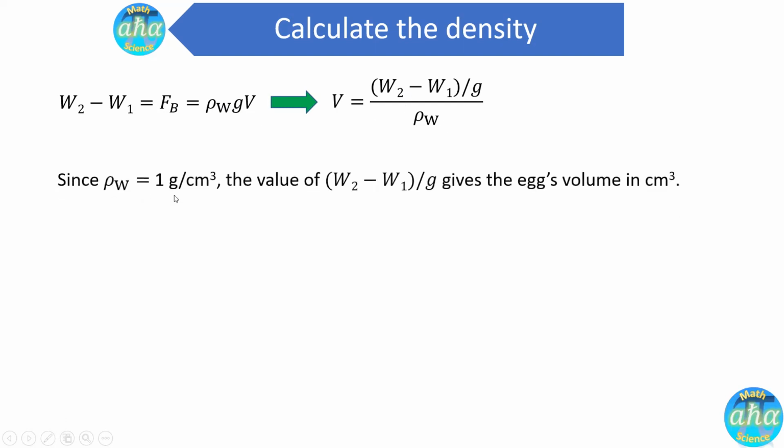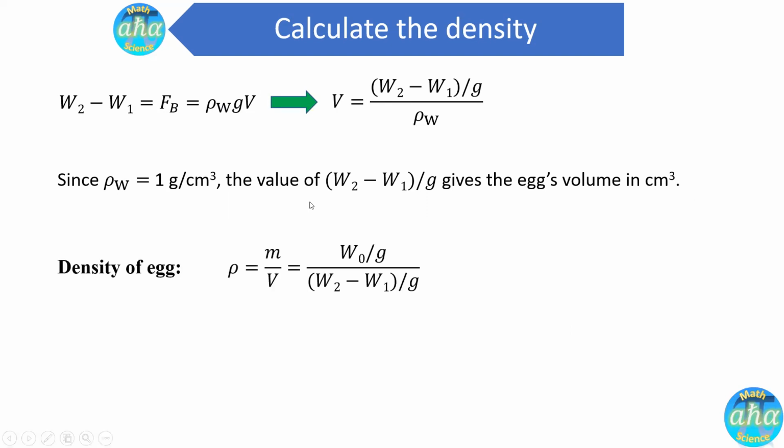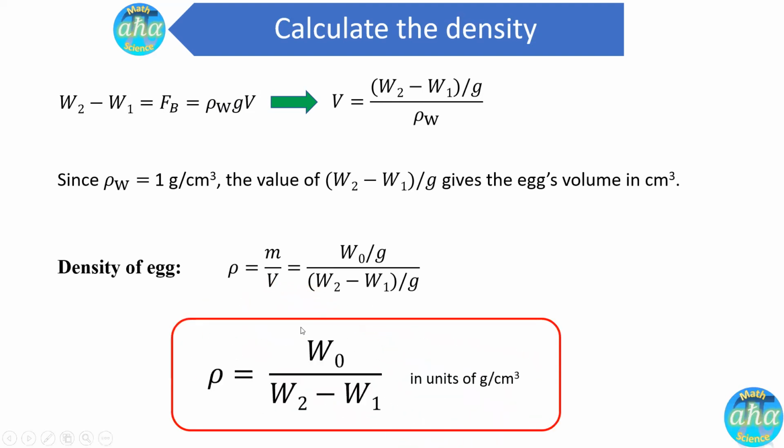Because the density of water is exactly 1 gram per cubic centimeter, the value of (W2 minus W1) over g gives us the volume in cubic centimeters. And therefore, the density of the egg is mass divided by volume. The mass is equal to W0 over g, and the volume is equal to (W2 minus W1) over g. So the g and g cancel out, and we obtain the density of the egg as W0 over (W2 minus W1). And that number is now in units of grams per cubic centimeter.